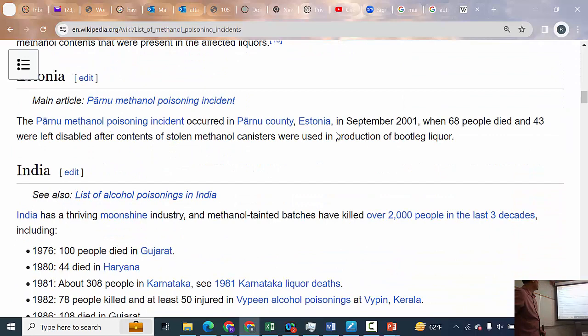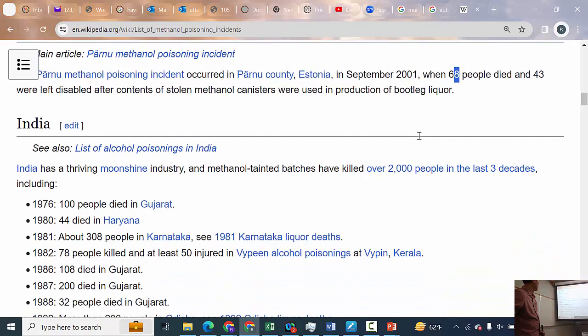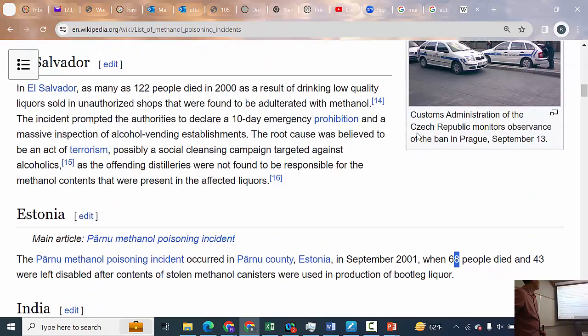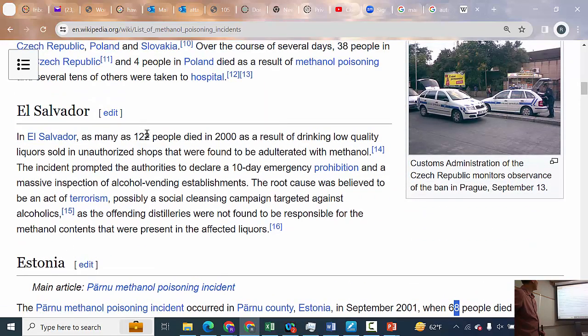El Salvador, Estonia, 68 people. The other one had 122. El Salvador, 122, adulterated with methanol.